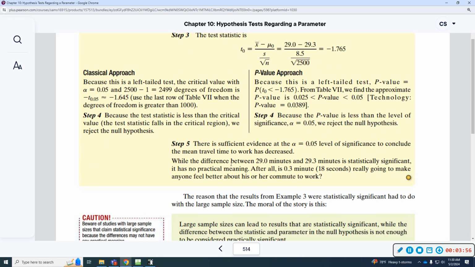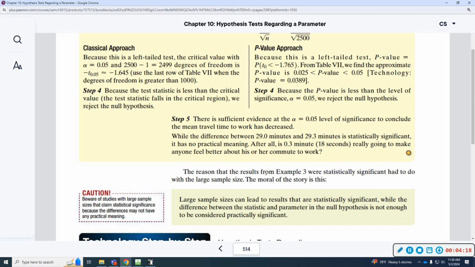So it says that while the difference between 29 flat and 29.3 is statistically significant based on our level of confidence, it really doesn't have any practical meaning, because after all, 0.3 minutes, which is about 18 seconds, is not really going to make a big difference in your commute time. The reason we got these results is due to the large sample size.